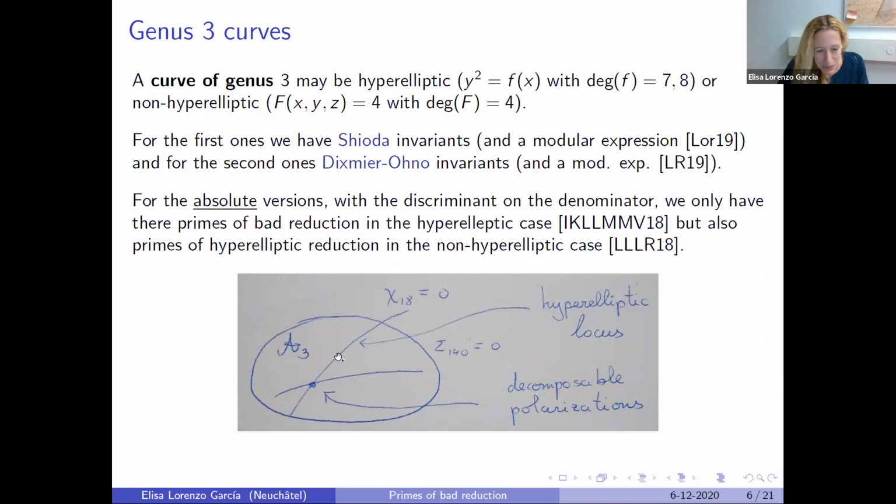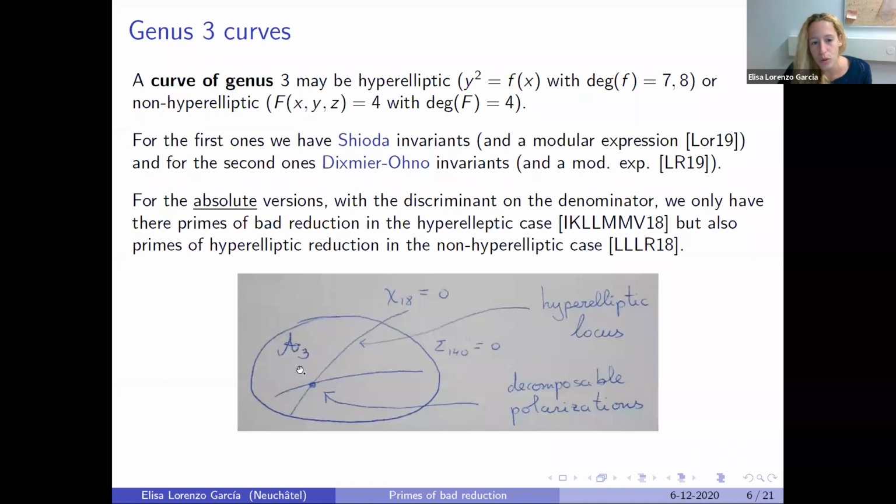So, a little bit, and this is why I put this picture: if we consider A3, the principally polarized abelian threefolds, then in general what you get is a Jacobian of a genus 3 curve, a non-hyperelliptic one. But then here, chi18 gives you the locus of hyperelliptic Jacobians. And when you intersect this locus with the locus of sigma 140 equal to 0, you get the principally polarized abelian threefolds with the decomposable polarization.